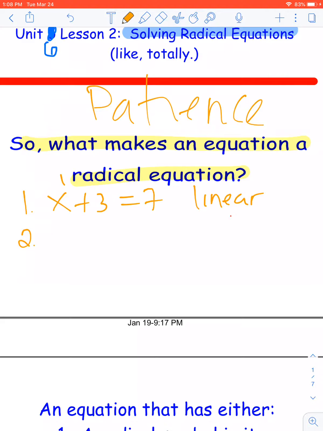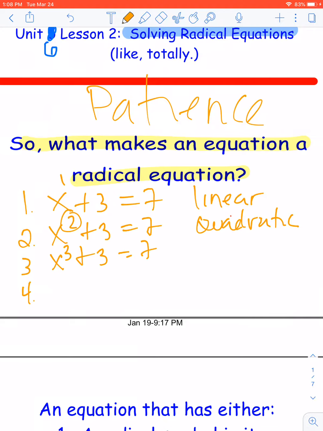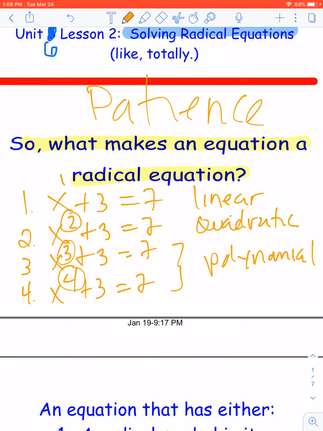In Algebra 1, and then this year a lot, we have spent a ton of time dealing with problems where we have an exponent of 2. Those are quadratics. Then we even talked about how to solve problems where the highest exponent was 3, so you got 3 answers, or the highest exponent was 4, and you got 4 answers. And we called those polynomial equations. So now we're adding to that repertoire of solving equations.